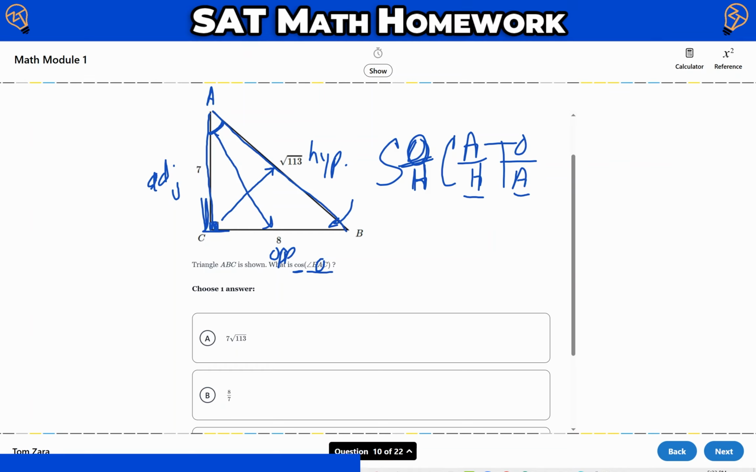So we're trying to find cosine, in other words, adjacent over hypotenuse from A. So we're going to do adjacent over hypotenuse. And so we know we get 7 over root 113.